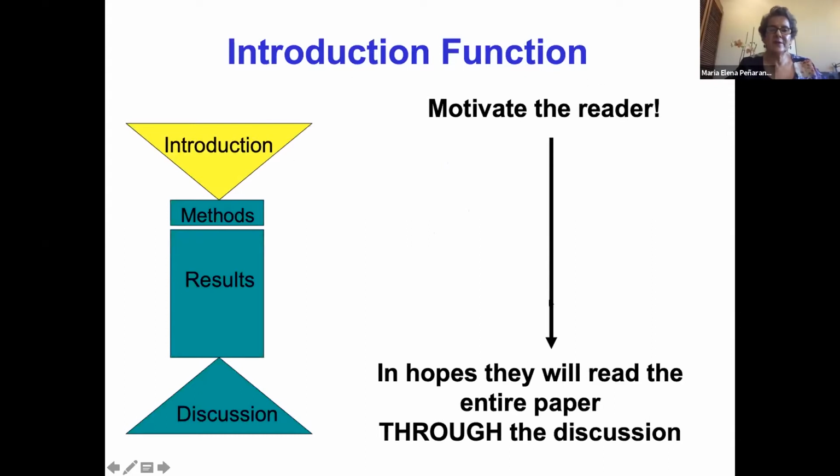So what is the function of the introduction? It is to motivate the reader, in hopes that they will read the entire paper through the discussion. So it has to be an interesting introduction.